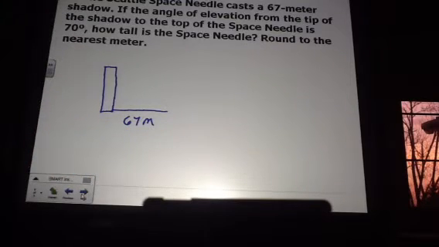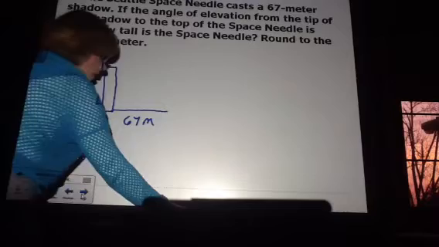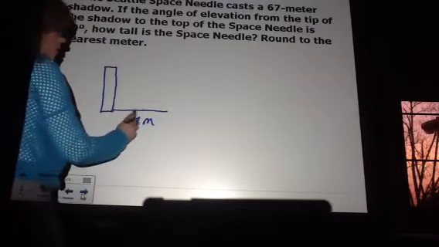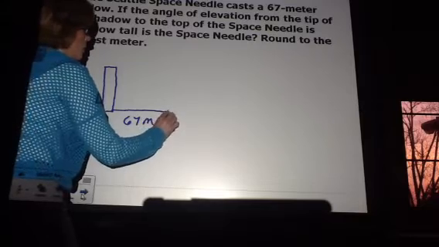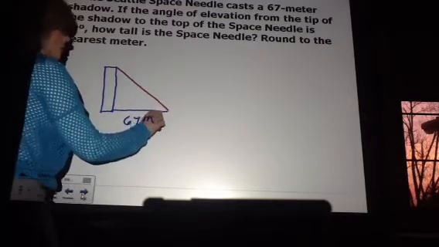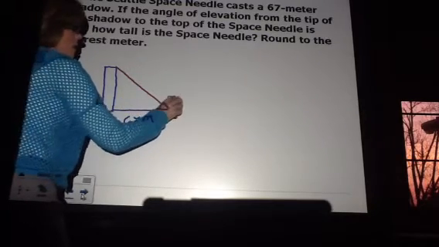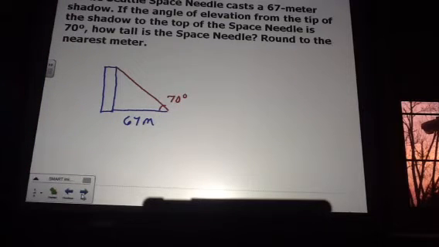Okay, if the angle of elevation from the tip of the shadow to the top of the Space Needle is 70 degrees. Okay, so what that means is, here's your horizontal line. Angle of elevation means it goes up. So it's going to be this angle right here. And it's going to be 70 degrees. How tall is the Space Needle? So we need to find out what x is.